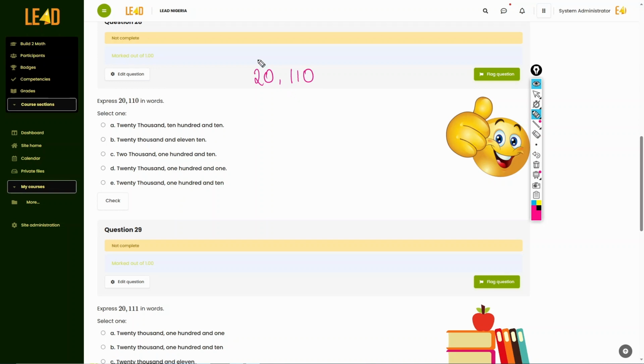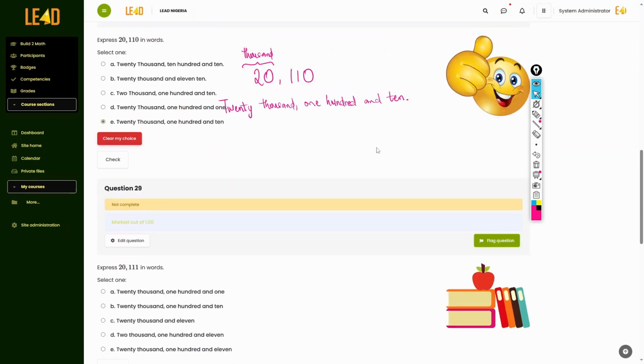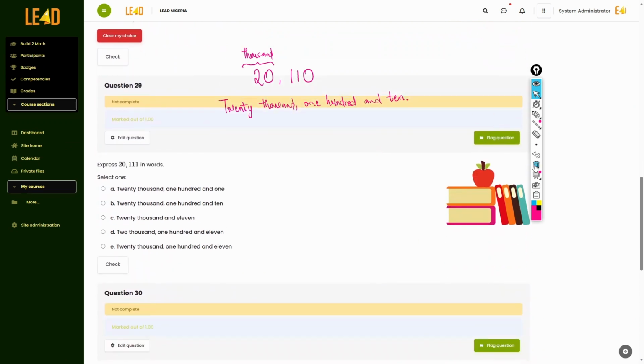Express 20,110 in words. Okay, so this is in the thousand space here. So it's going to be 20,000, because that's what we have in the thousand space. 20,000 and then 110. 20,110. Okay, that's question 28. Question 29.